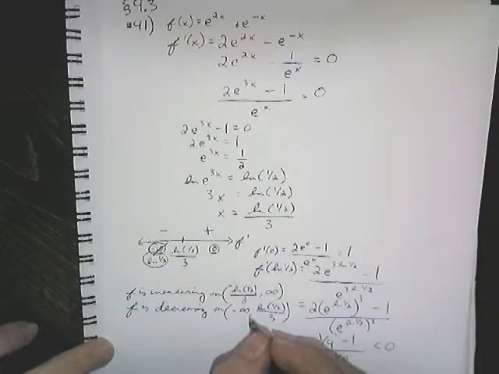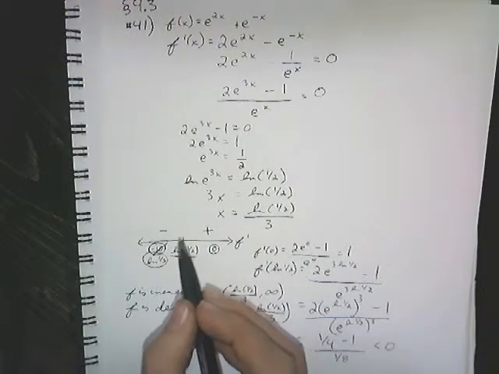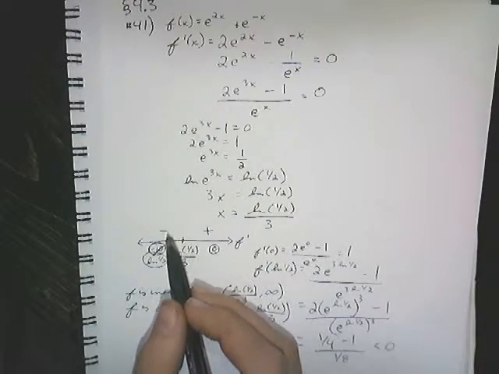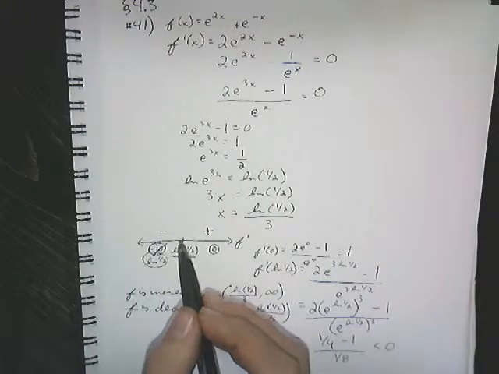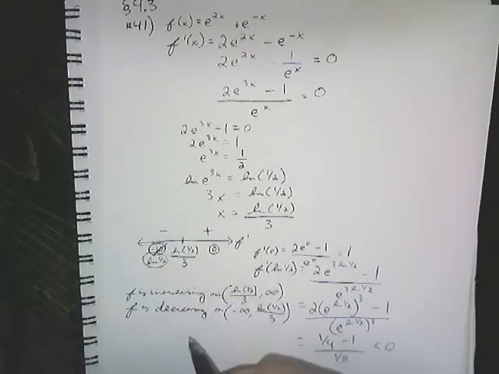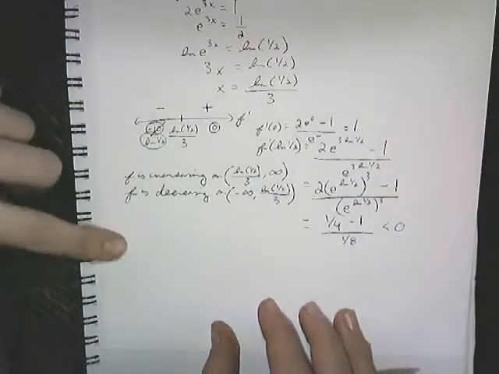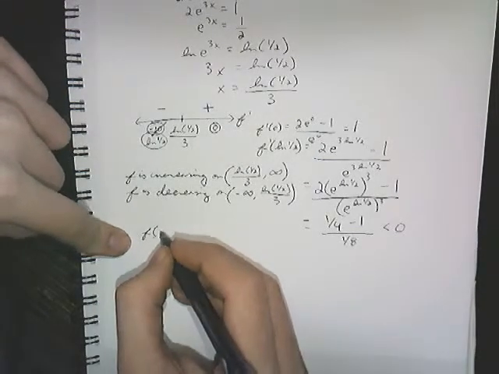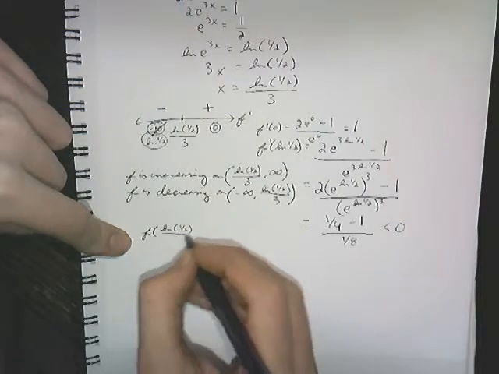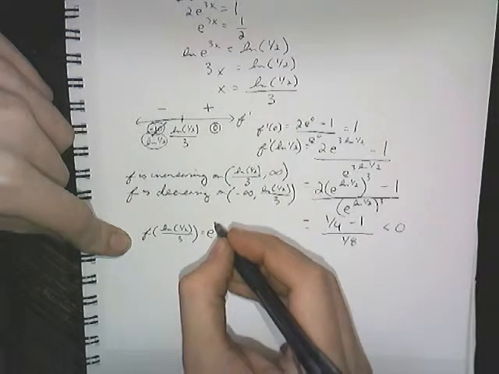Part B asks us to identify the local and absolute extreme values of this function. So we only have one critical point, so that's the only place we're going to get an extrema. The derivative changes from negative to positive, so we are going to get a minimum at this point. Let's find out what the y value is there to answer this question a little bit nicer. I'll slide my paper up. So let's find out what is f of natural log of 1/2 divided by 3. So plugging that in.